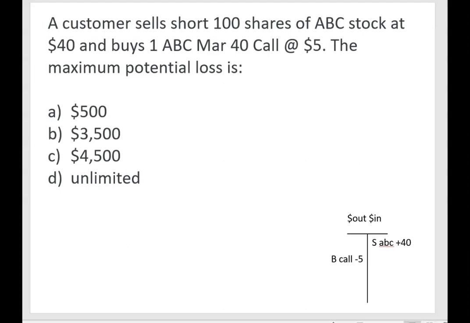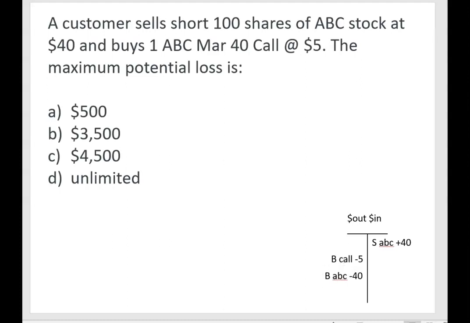Because if the stock goes down, the customer would make money because he gets to buy it back at a cheaper price. But if it goes up instead of down, then he'd have to replace what he borrowed at a higher price. Buying the call option ensures that he could buy the stock at $40 a share, at least until the March expiration date. So let's assume the stock goes up and he does, in fact, exercise the call option, which gives him the right to buy ABC stock at what price? At the strike price of $40.